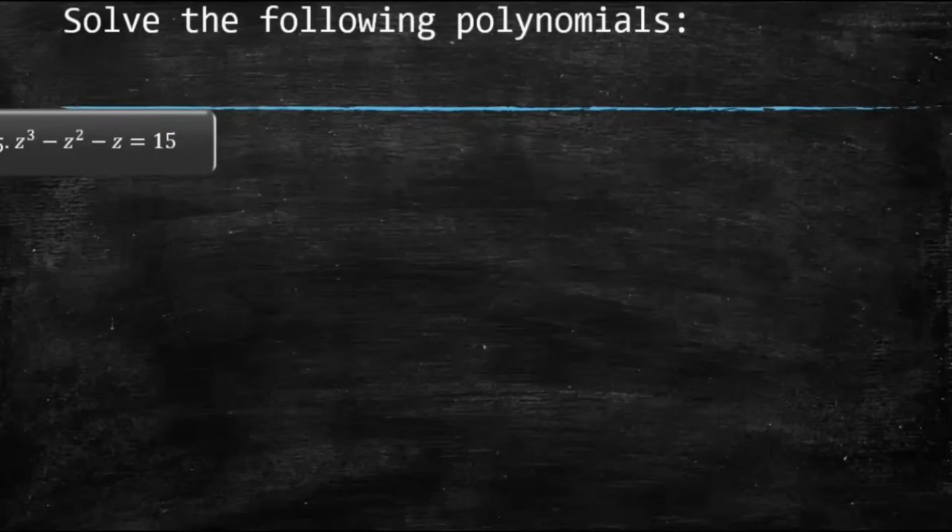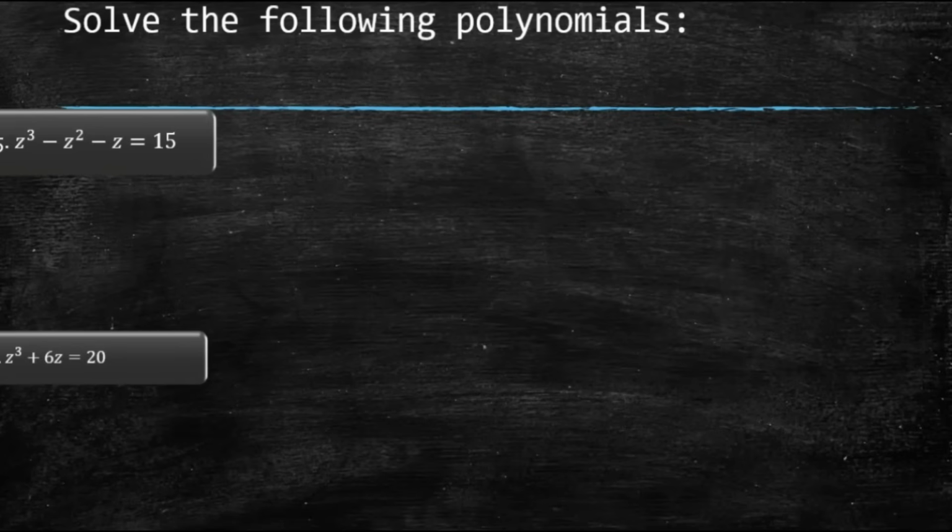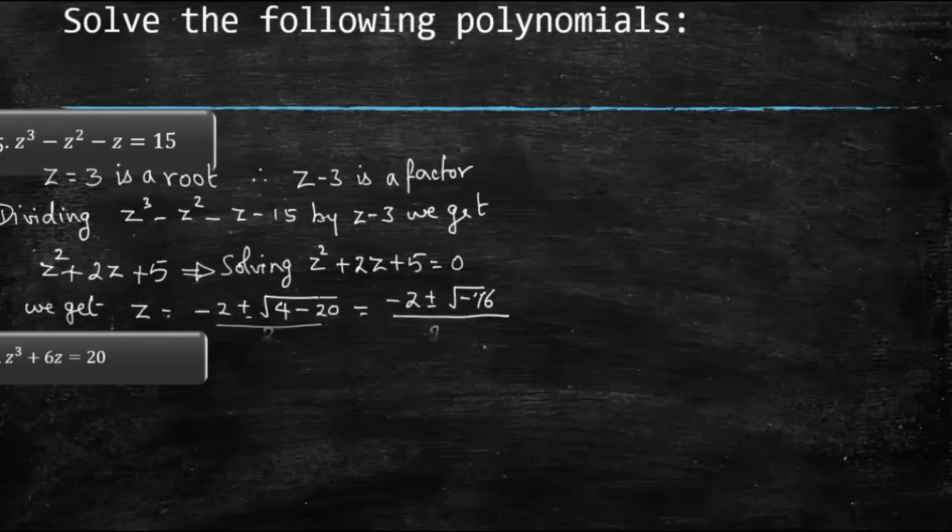Let's move on to cubics. z cubed minus z squared minus z equal to 15, and in order to solve a cubic you need to find the first real root using trial and error. And there is one more cubic, z cubed plus 6z equal to 20. Try to solve them before you see the answers on the video here. And these are the answers.